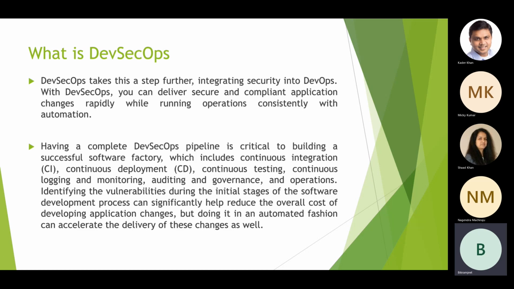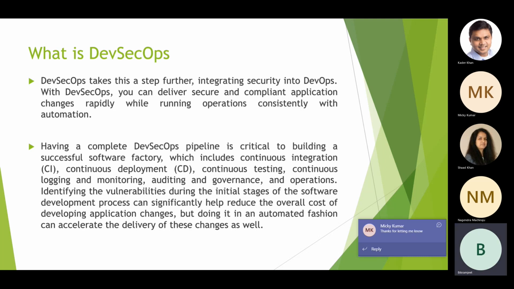Now, what is DevSecOps? DevSecOps takes this a step further. It is more like adding security. So you can say integrating security into DevOps. With DevSecOps, you can deliver secure and compliant application changes rapidly while running operations consistently with automation. So it is more like you already have a pipeline and you are just integrating the security into that pipeline.